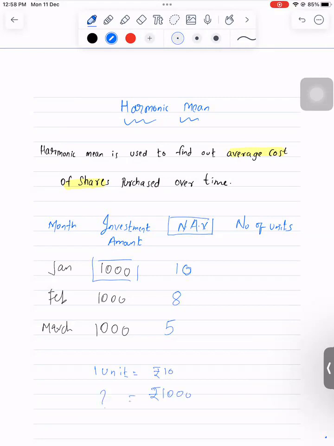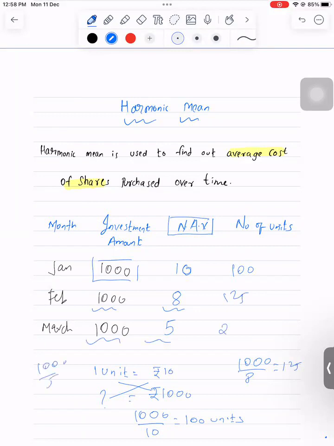I can solve this by simple cross multiplication. So 1,000 divided by 10. So in January, I will have 100 units. In the same way, I can do the calculation for Feb and March. Again, I'm investing 1,000 in Feb, NAV is 8, so 1,000 divided by 8, you will get 125 units. March, 1,000 divided by 5, so you will get 200 units.